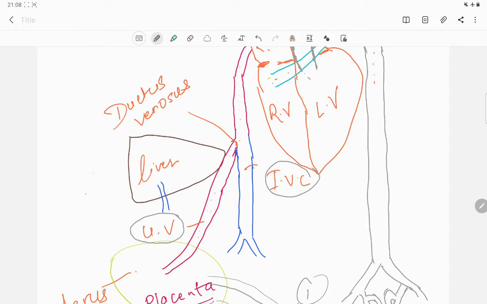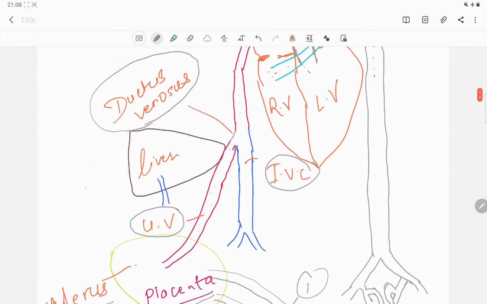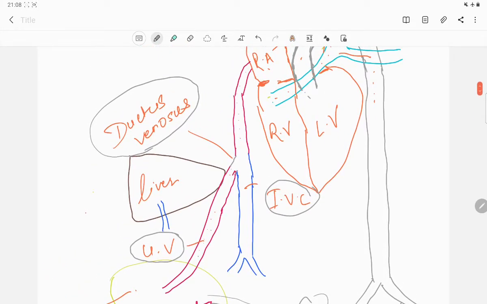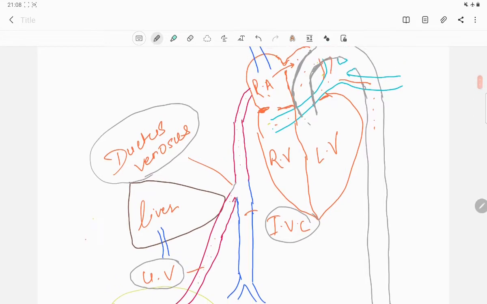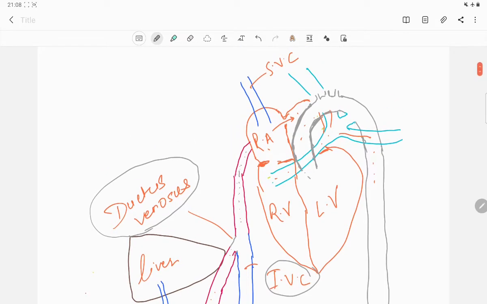Now this umbilical vein carrying oxygenated blood joins the inferior vena cava, bypassing the liver and portal circulation via a shunt called the ductus venosus. So ductus venosus is basically the shunt that is joining the umbilical vein with the inferior vena cava. Now we have our oxygenated blood in the circulation. It goes to the right atrium.